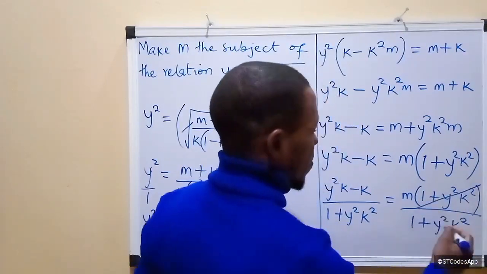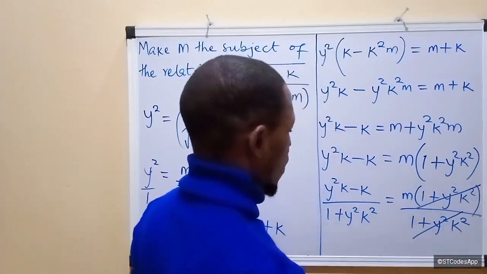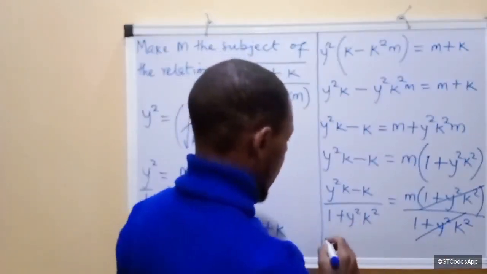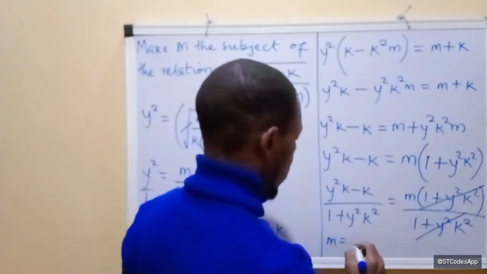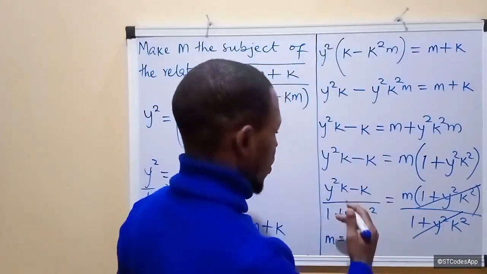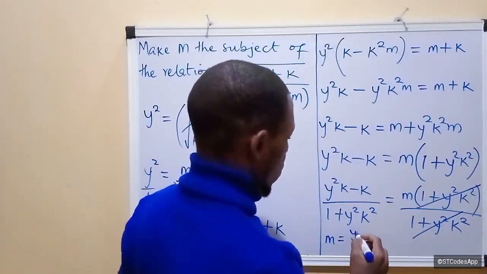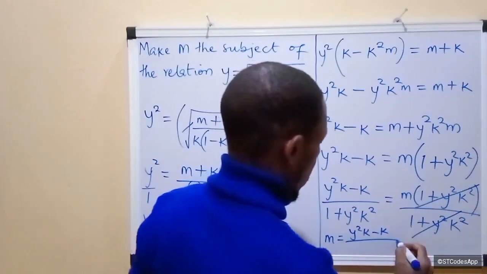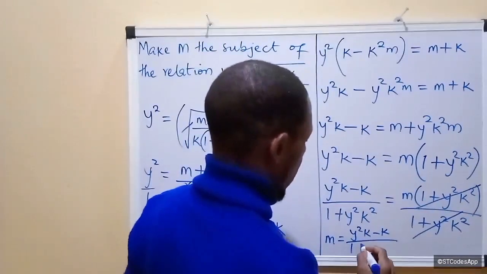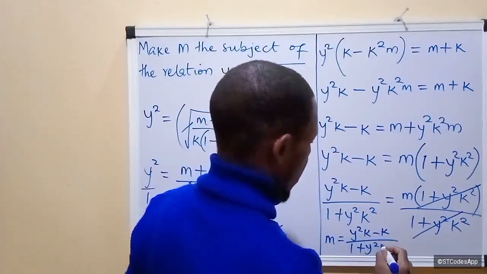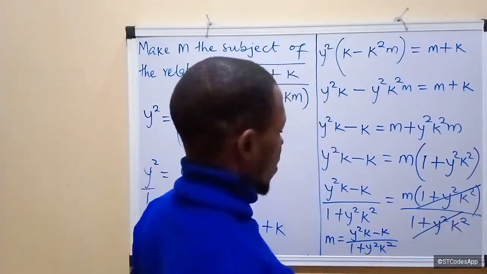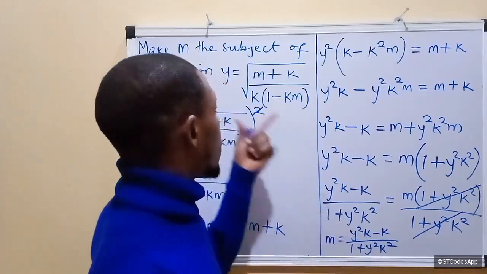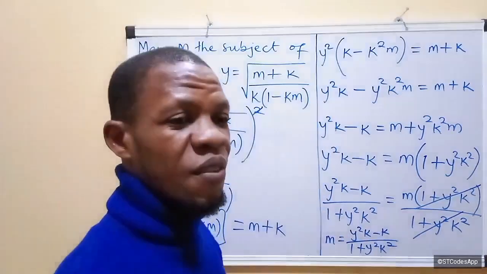This term cancels this term. So we are left with m equals the whole of the term on the left hand side, which is y squared k minus k all over 1 plus y squared k squared. With this, you have arrived at the solution to this problem on subject of the formula.